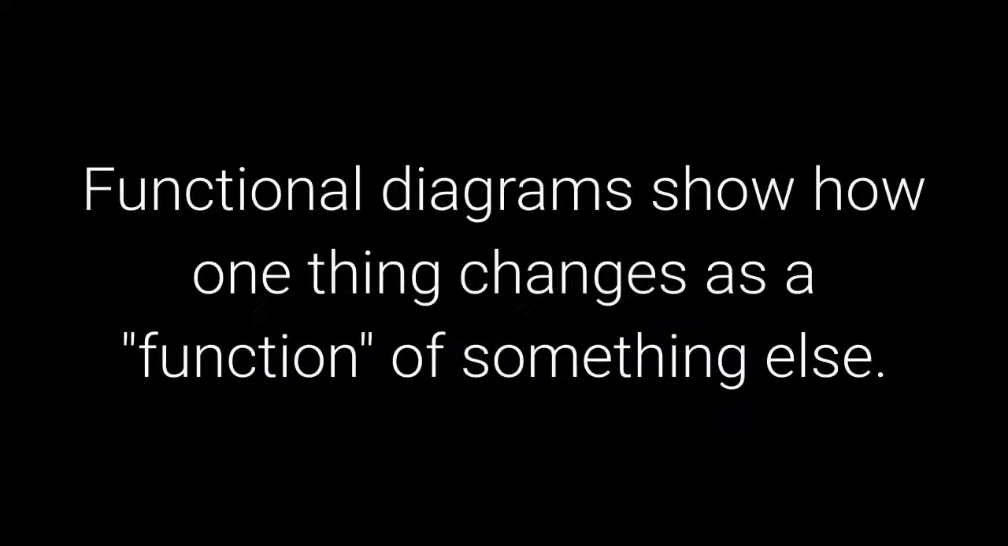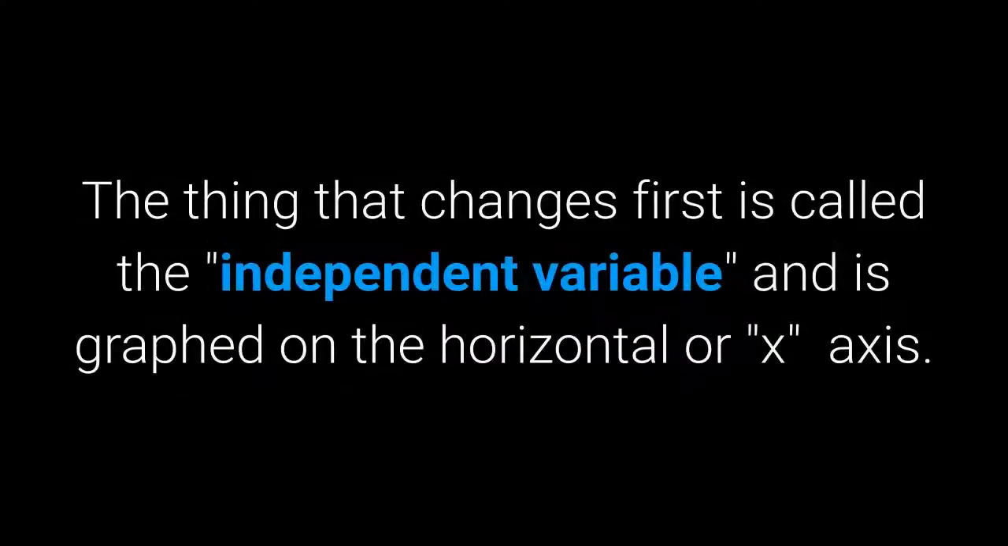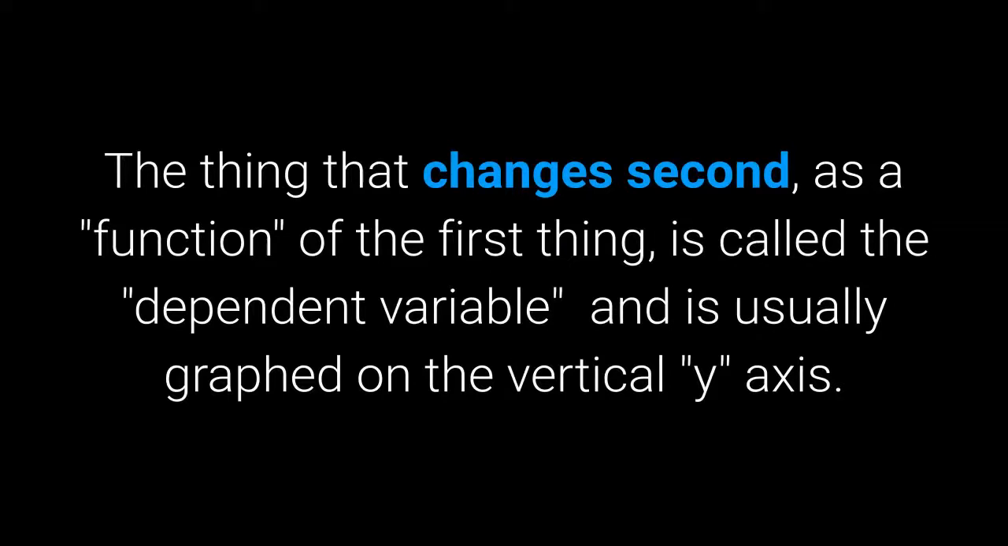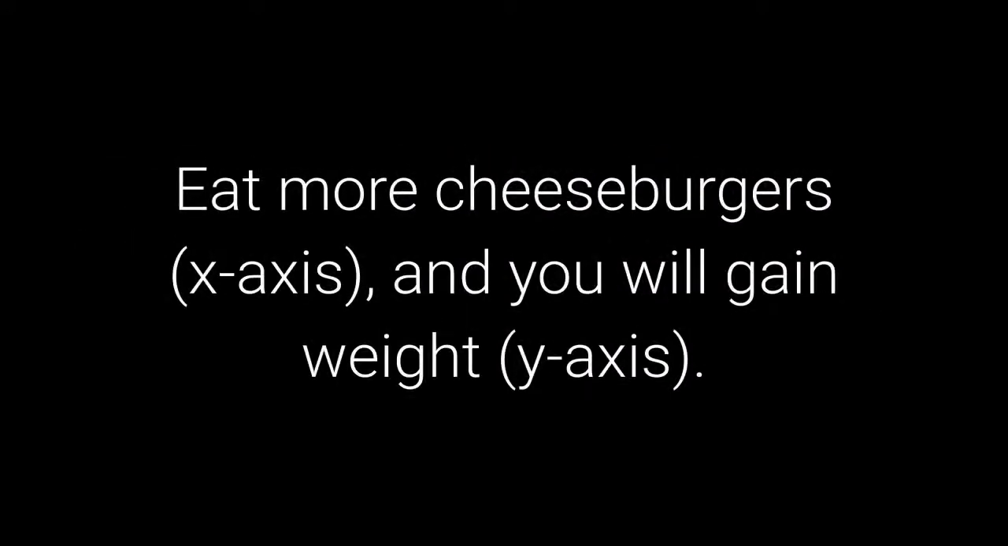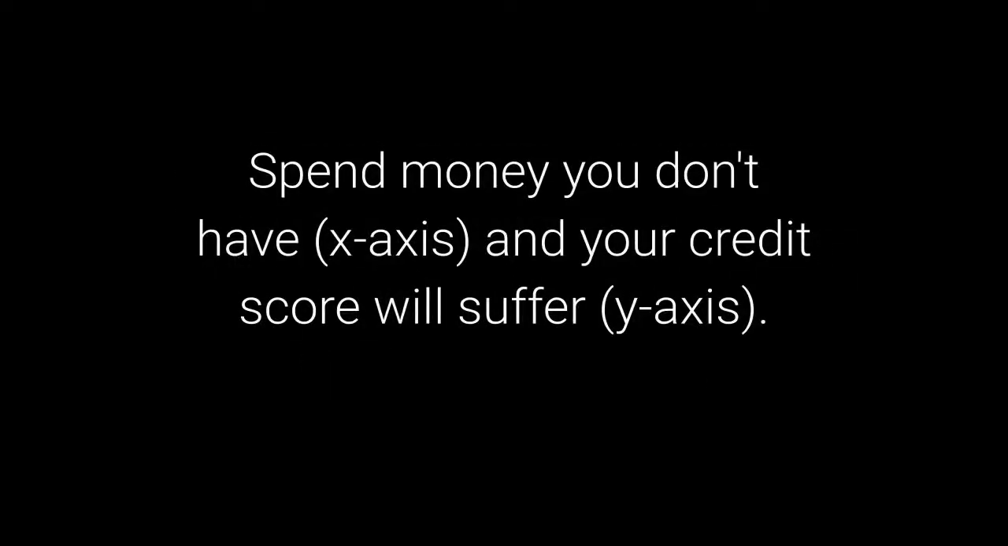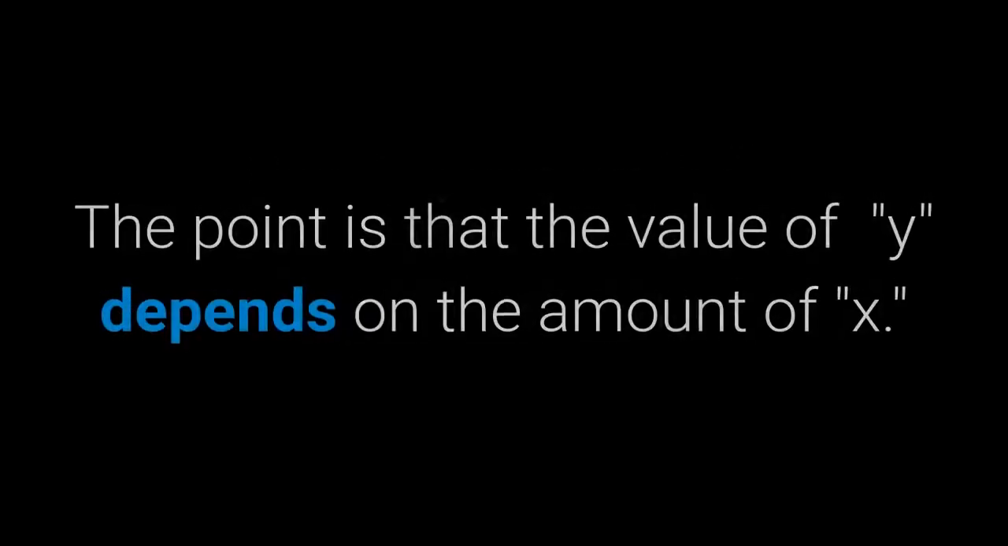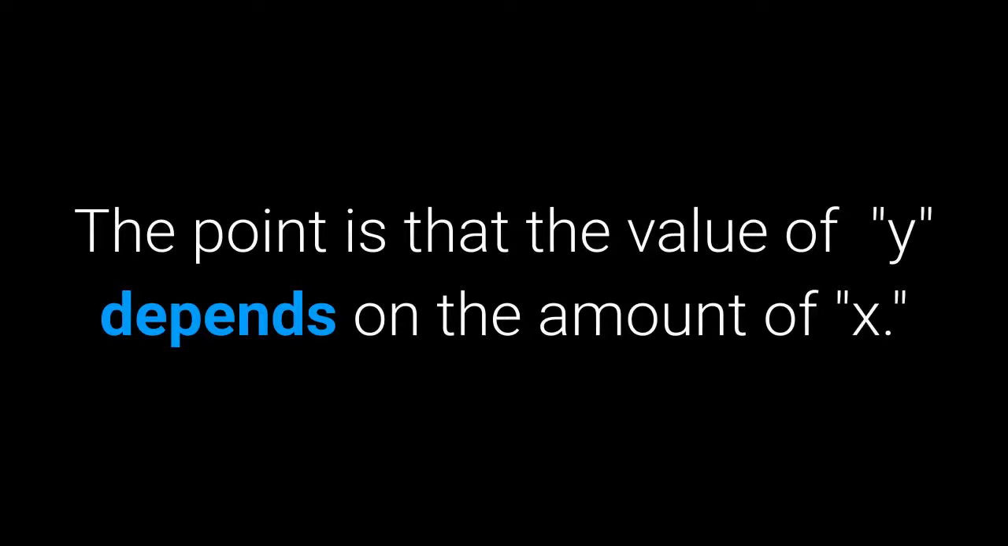To do this, we need to use a functional diagram. Functional diagrams show how one thing changes as a function of something else. The thing that changes first is called the independent variable, and is graphed on the horizontal or x-axis. The thing that changes second, as a function of the first thing, is called the dependent variable, and is usually graphed on the vertical y-axis. Eat more cheeseburgers, x-axis, and you will gain weight, y-axis. Spend money you don't have, x-axis, and your credit score will suffer, y-axis. The point is that the value of y depends on the amount of x.